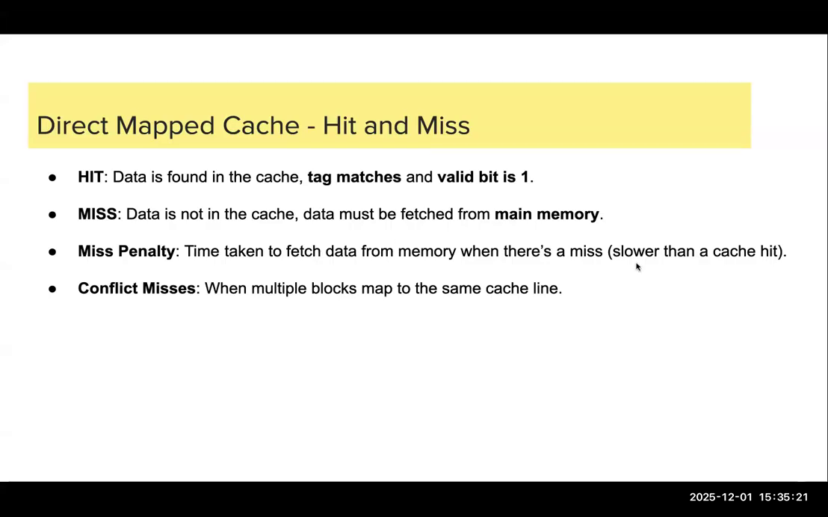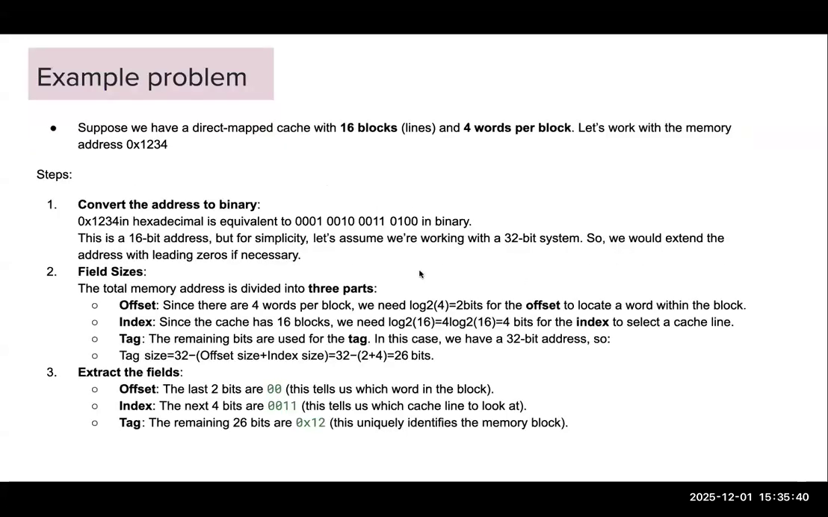Conflict misses occur when multiple blocks map to the same cache line, which is the only drawback for direct map cache. Whenever that happens, that is called a conflict miss. And then they keep evicting each other even if other cache lines are empty, which is a time-taking process.